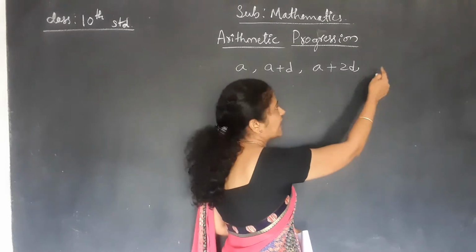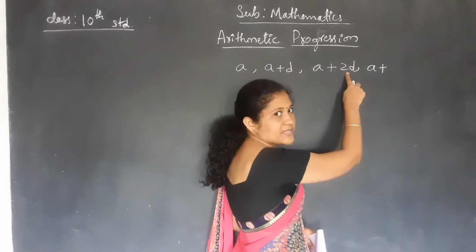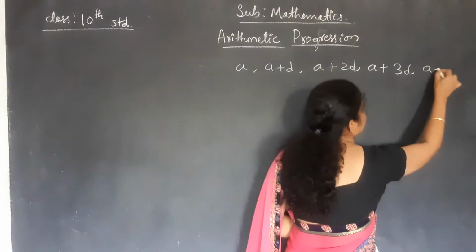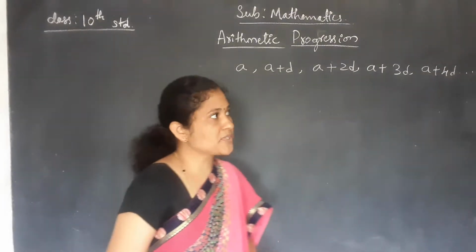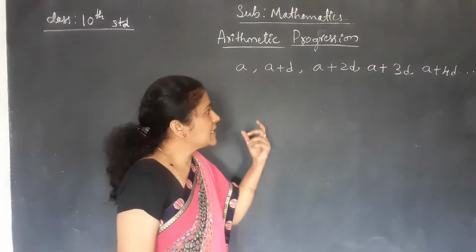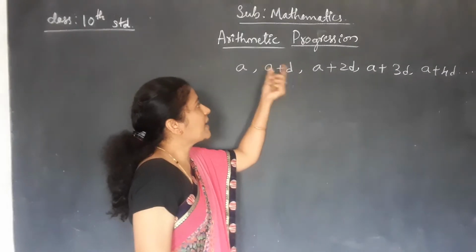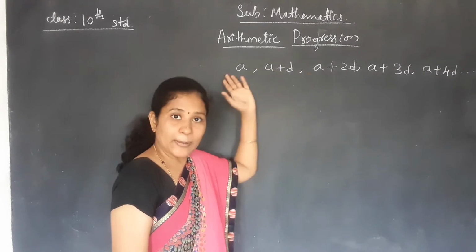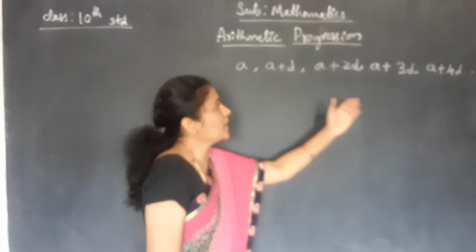The next term you will get by adding D to the previous, that is A plus, already 2 times D is there, adding one more D you will get 3D. Likewise, A plus 4D. Like that you can write n number of terms. This is your arithmetic progression. I repeat, arithmetic progression is a series of numbers where the next term of the series you will get by adding the common difference to the previous term. This is your AP.